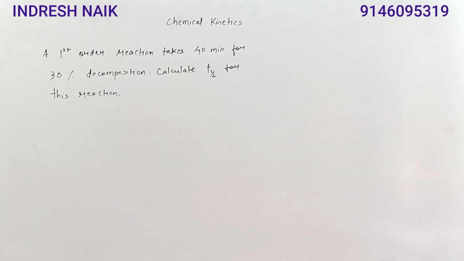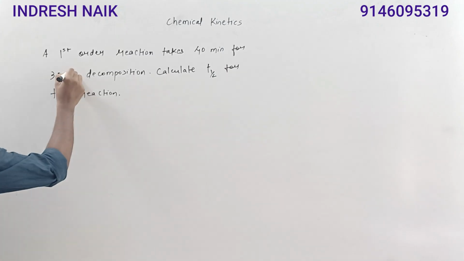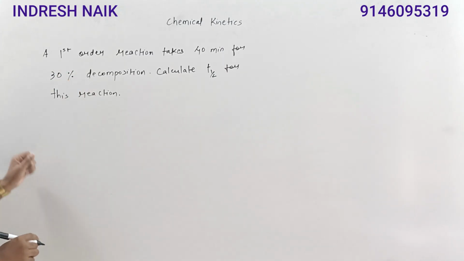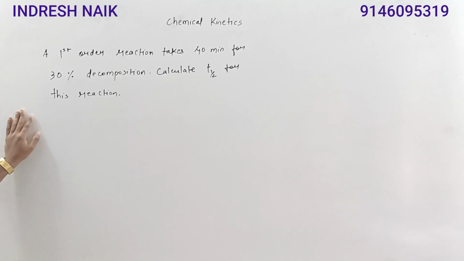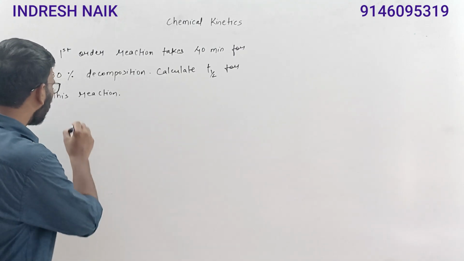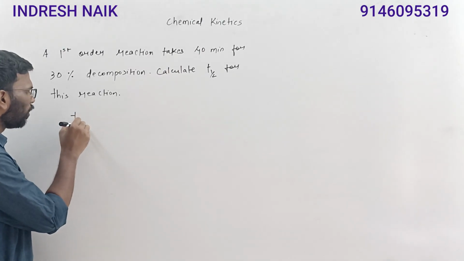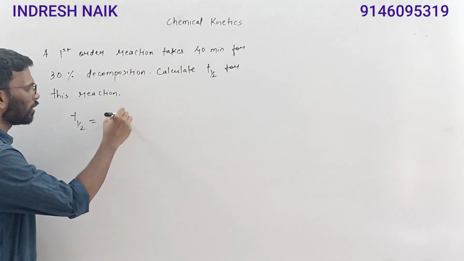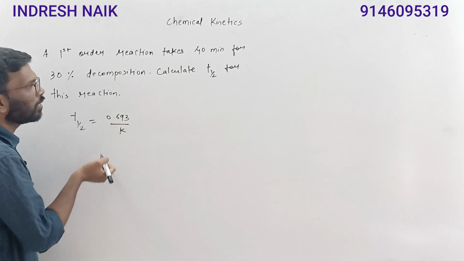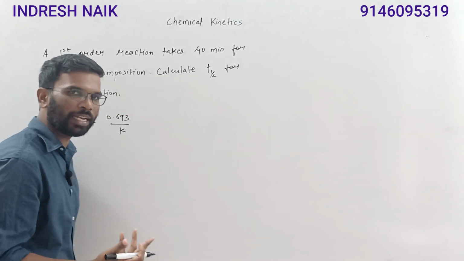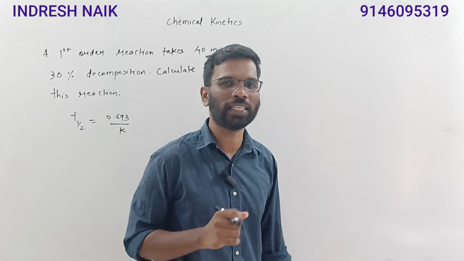Okay, this is the question. A first order reaction takes 40 minutes for 30% decomposition. Calculate T half for this reaction, meaning half-life you need to find. So what is the formula for T half? T half formula is 0.693 upon k. From this data we need to obtain k, that is the rate constant.